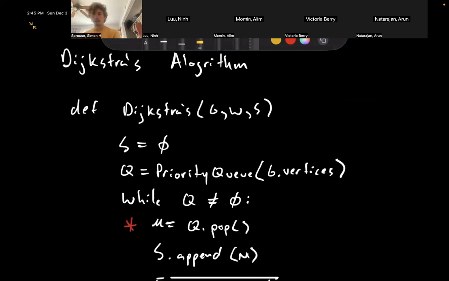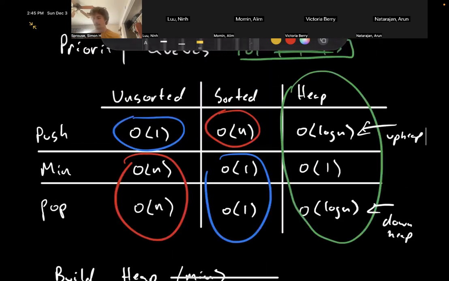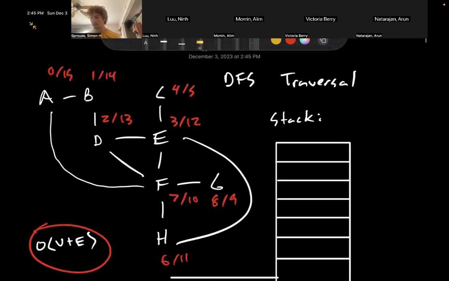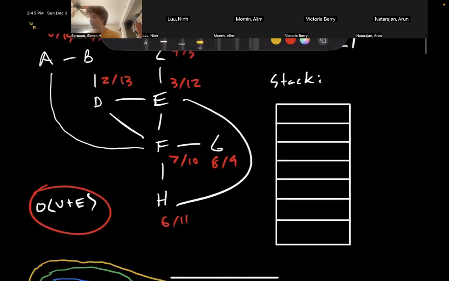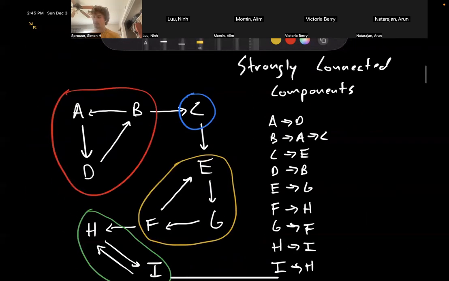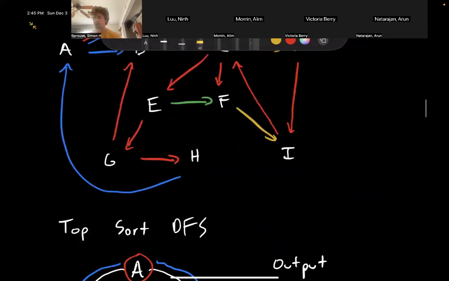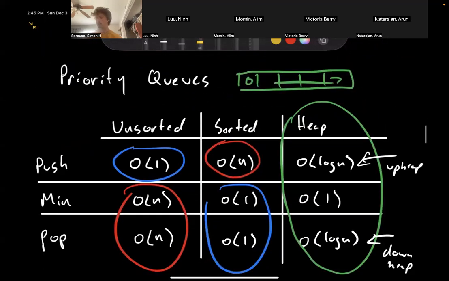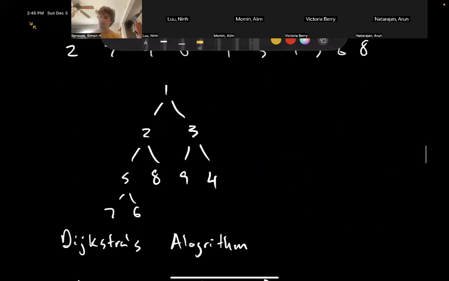Okay, I'm gonna catch my breath. That was a lot that we just looked at. This is, I think, a decent amount of information to have taken in so far. So we did DFS, BFS, connected components, edge classification, topological sort, priority queue, binary heap.